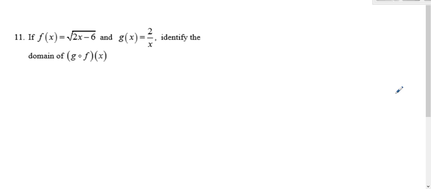Domain of a composition is probably one of the most difficult things on this test. You have to look at both functions. So first, we look at f because that's the one that we plug into first. So we need the domain of f. So you look for the restriction on f, which is just that you cannot have negatives inside square roots.